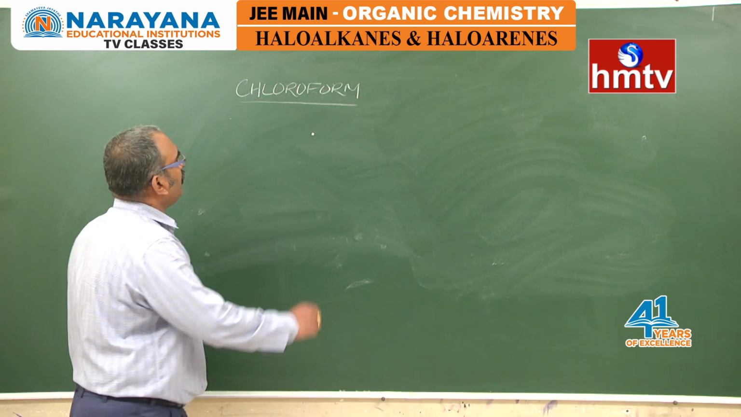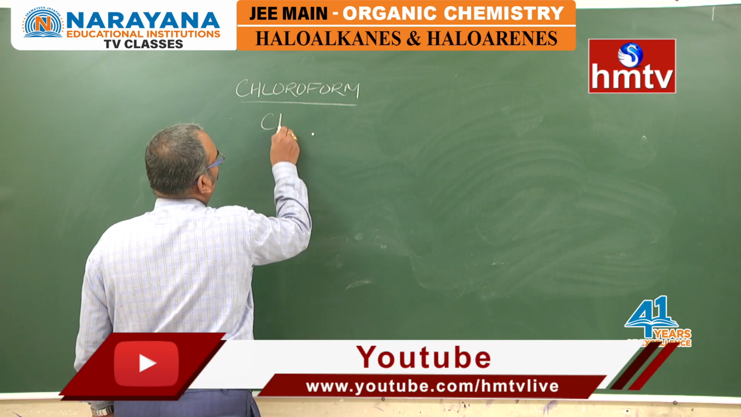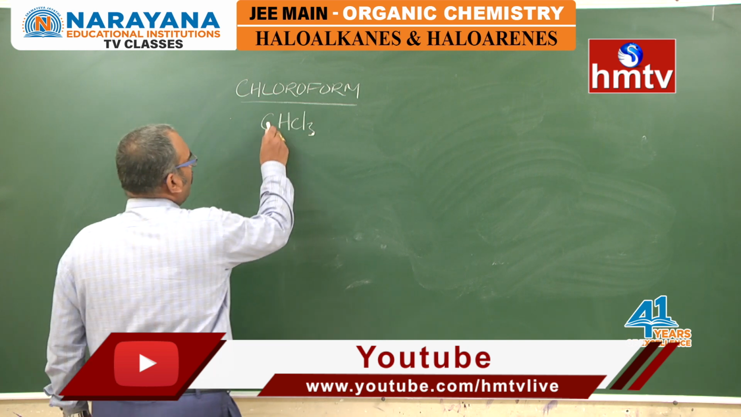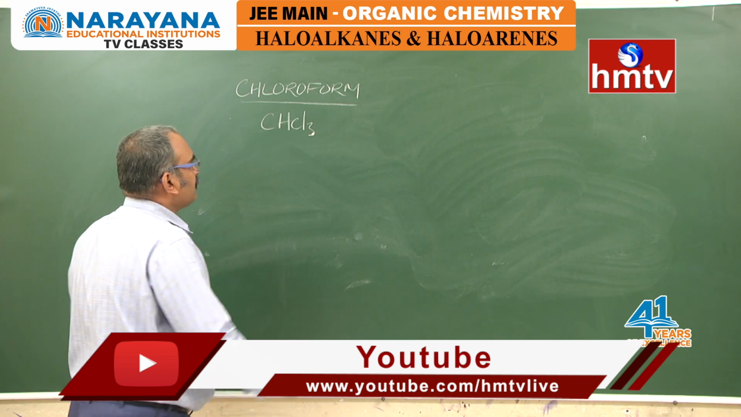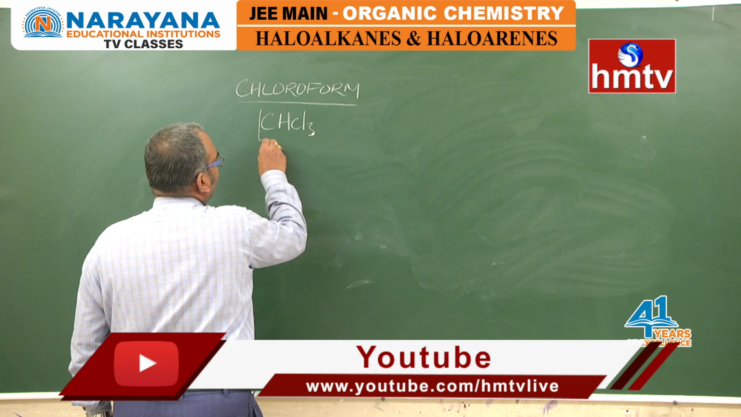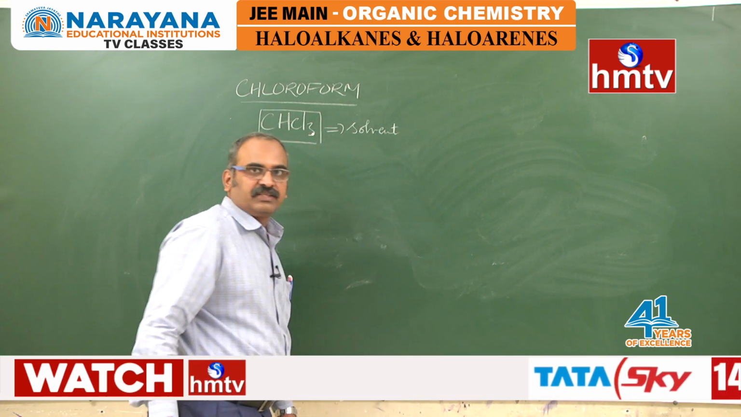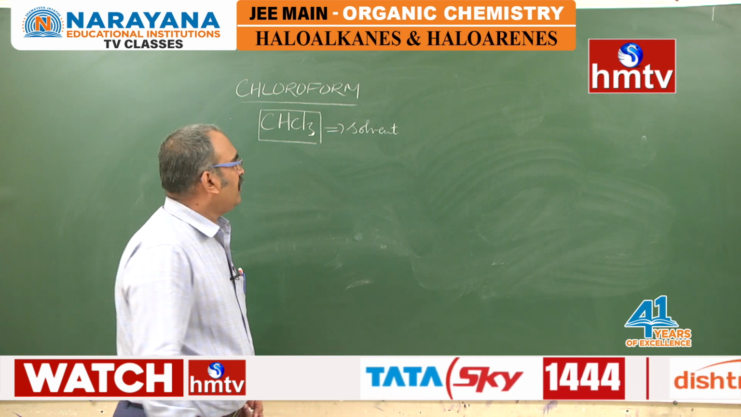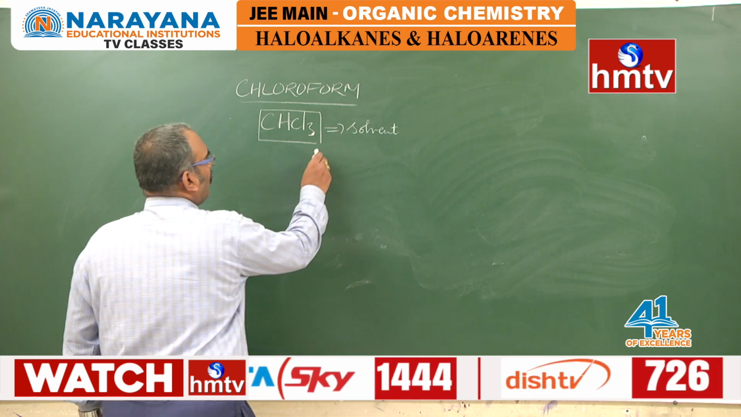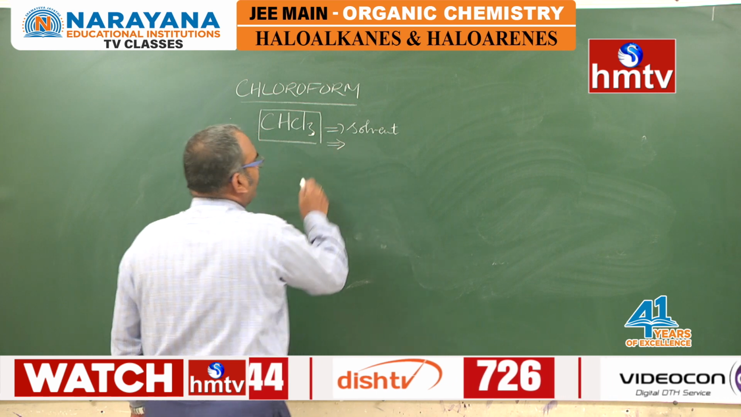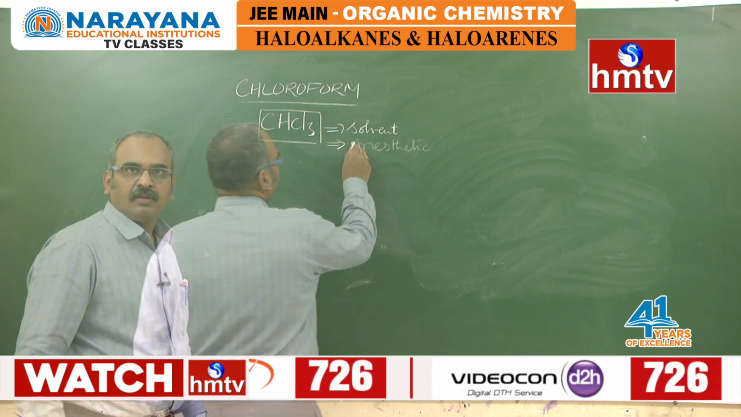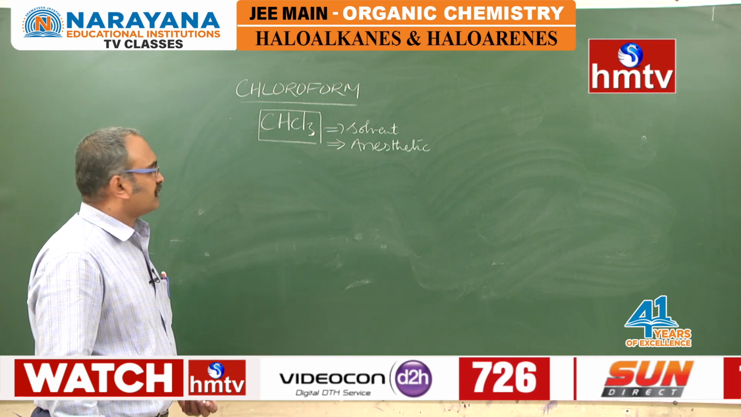So next compound is chloroform. Chloroform is trichloromethane. Now trichloromethane is mostly used as a solvent in organic reactions for many alkalides and iodine. At the same time, chloroform is in the ancient days used as an anesthetic. So used for anesthesia purpose.